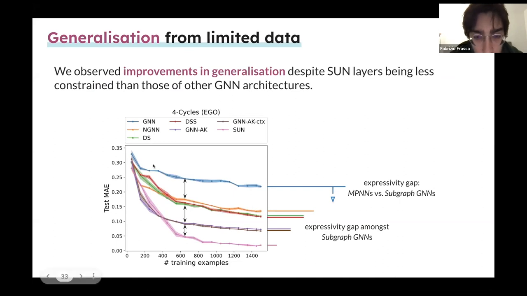Just to give an understanding, with SUN we can get the same performance we would get with a standard message passing neural network with around 200 samples. So with just 200 training examples, we get the same performance as an MPNN in the full-data regime. Whereas with around one third of the data, we could get to the same performance that DSS-GNN can get in the full-data regime. These results were very interesting and somehow disproved our concern that these less constrained layers could have a hard time generalizing.